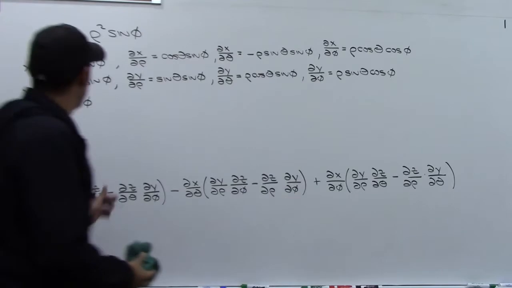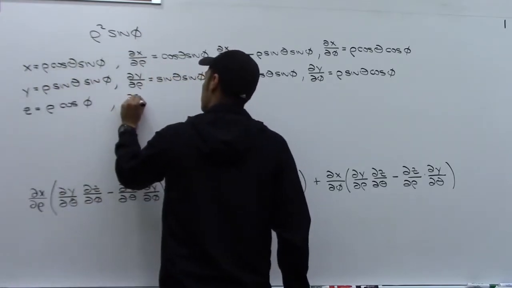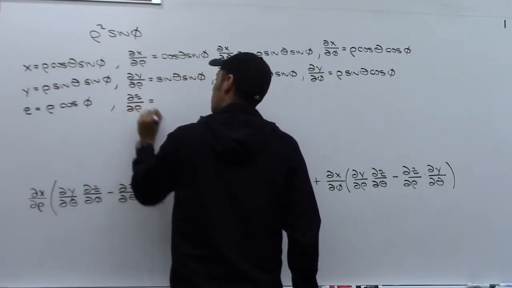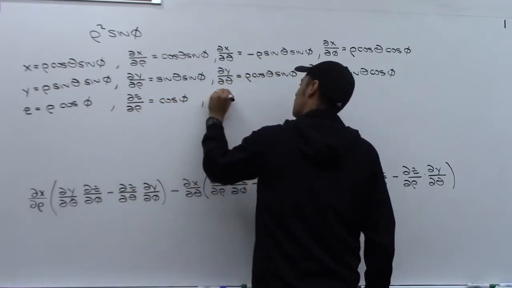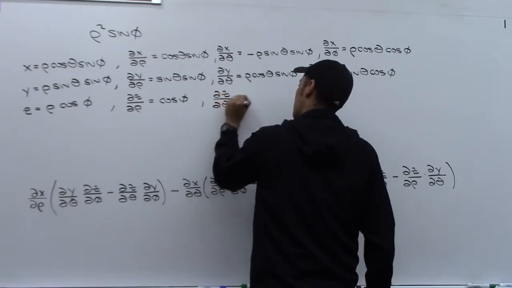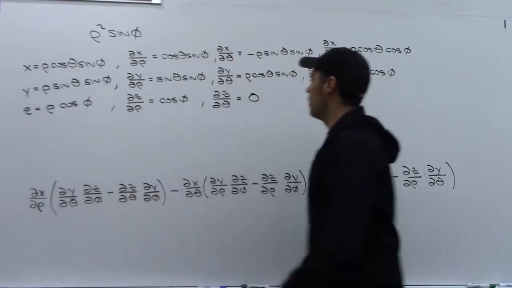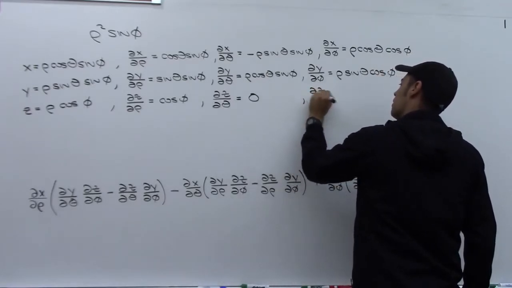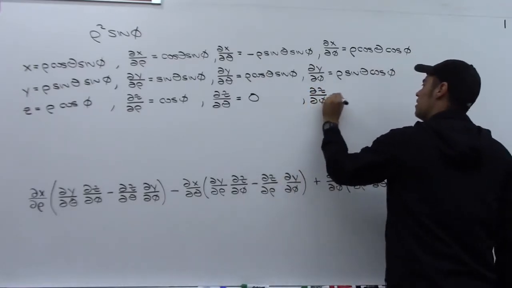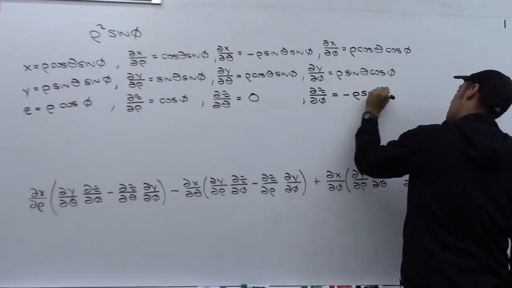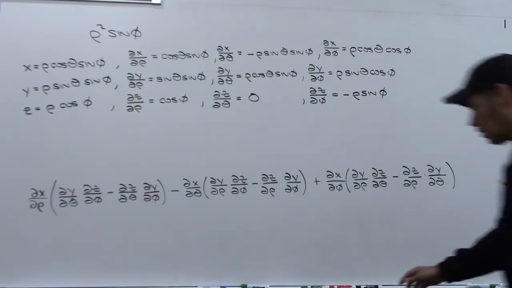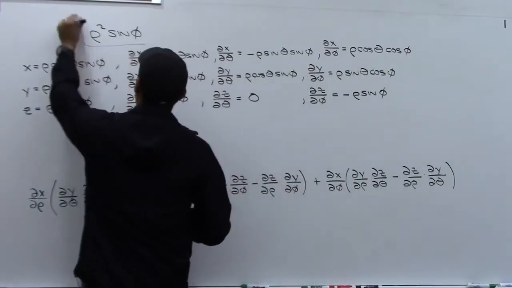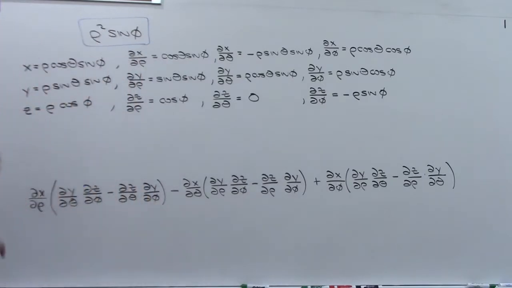And I need all the partials of z. So the partial of z with respect to rho equals cosine phi. The partial of z with respect to theta is 0, because there is no theta here. And then the partial of z with respect to phi is negative rho sine phi. Okay, remember, our goal here is for me to show you that the absolute value of the Jacobian is going to turn out to be that. All right, what a disaster.